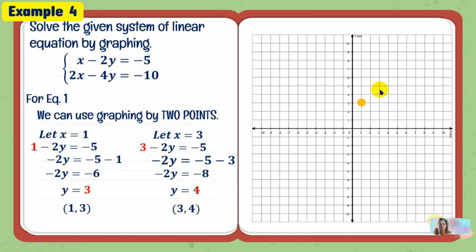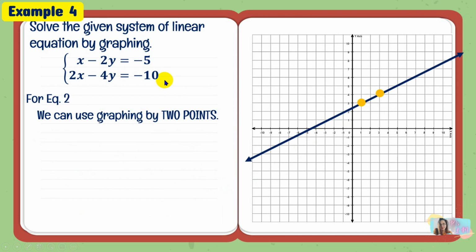Doon po tayo magpa-plot ng ating point. Positive 3 and positive 4. Now, meron na tayong dalawang point. Pwede na tayong mag-draw ng ating straight line passing through that 2 points. And this will be the graph of our first linear equation for this system. How about the second linear equation?